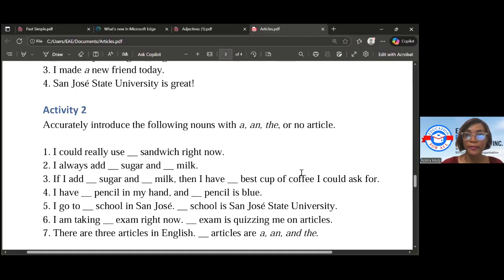No, there is an article over there. What's the article? I am taking what? What exam? What's the article? Okay, I am taking an exam right now. That's correct. The next part: the exam is squeezing me on articles.